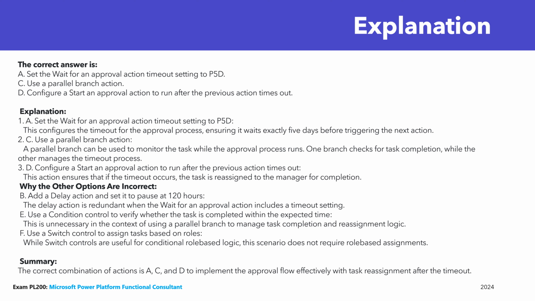Summary. The correct combination of actions is A, C, and D to implement the approval flow effectively with task reassignment after the timeout.